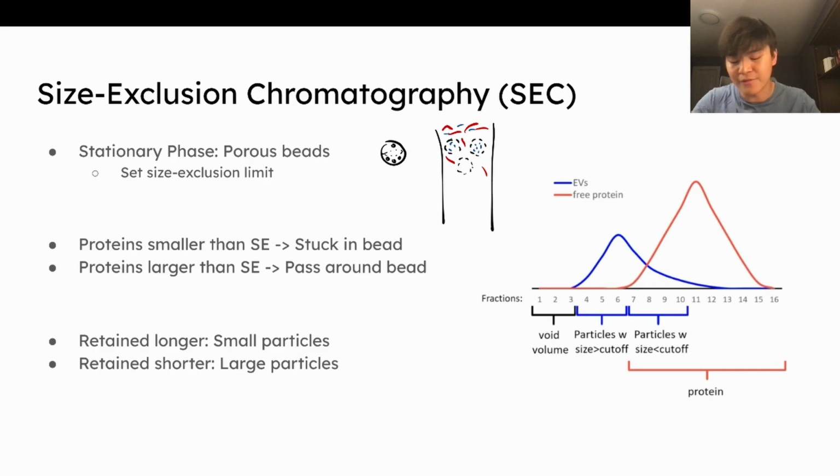A big use of size-exclusion chromatography is when we have a bunch of extracellular vesicles and a bunch of free protein, and we just want the extracellular vesicles. Extracellular vesicles are huge, whereas free protein is pretty small. So we want to purify it, basically. That's usually the biggest use of size-exclusion chromatography. And people usually run this a bunch of times until they get it fully purified. But yeah, that's basically how size-exclusion chromatography works. Pretty straightforward.